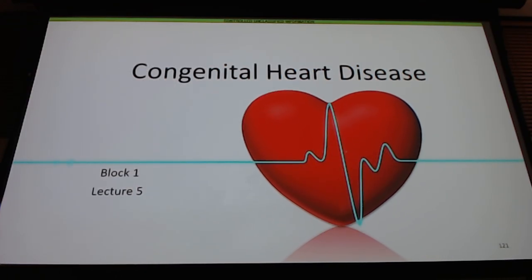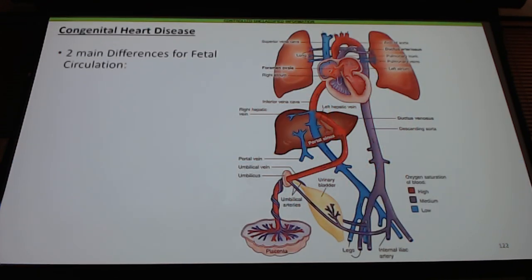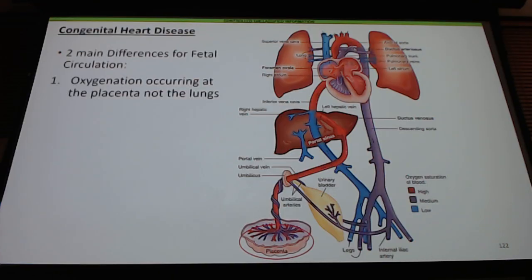Then we went on, we started talking about congenital heart disease, and we talked about how in the fetal circulation, the two main things that are different is the oxygenation, instead of occurring in the lungs, it occurs at the level of the placenta. And then we talked about how the right side of the heart actually carries oxygenated blood, not just the left side.